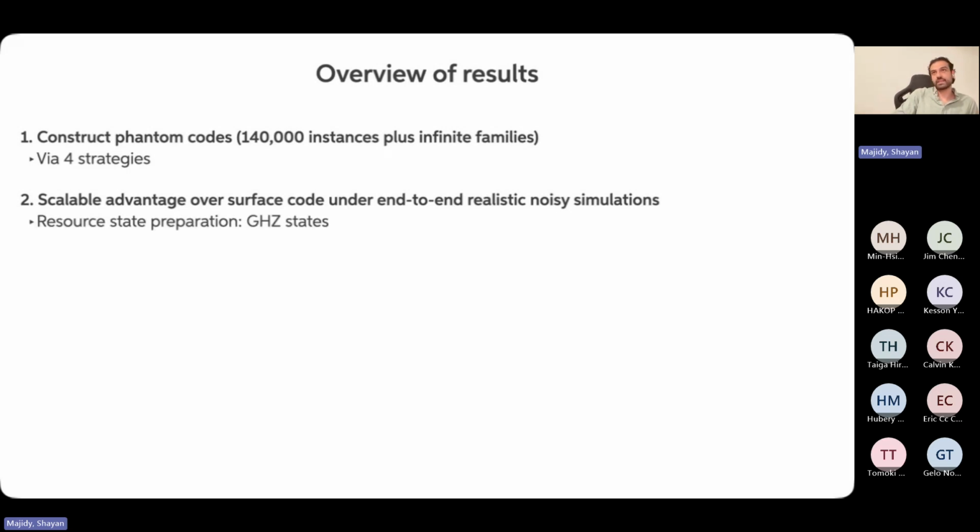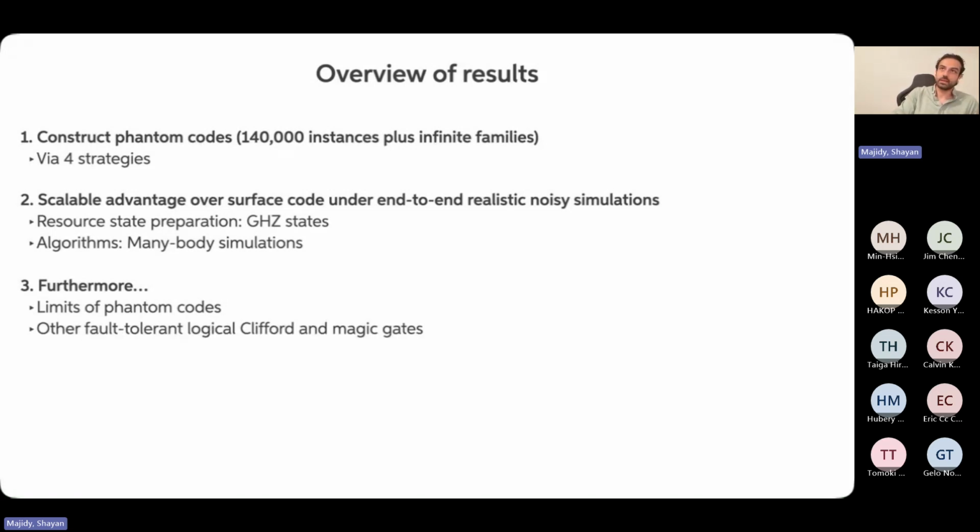We first prepare a resource state, a GHZ state, and then we do an algorithm, a toy model of a many-body simulation. And then there are some other results, which I don't have time to go into because the paper is quite long. It's about 70 pages. So I welcome you to read it if you're interested in any of these other things. We also study some of the limits of phantom codes, the other types of gates they can do, and practical tools that we had to develop for implementing non-QLDPC codes.